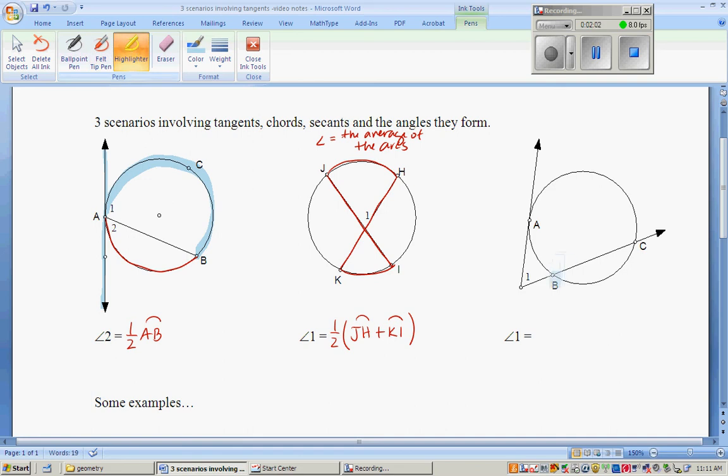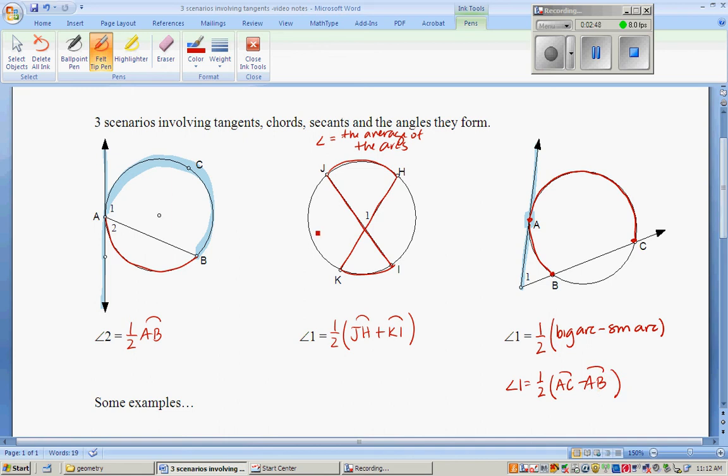You have to find where the two lines, whether it's two tangents, two secants, or a secant and a tangent like this, actually intercept the circle. So they do so here, here, and here. So we're going to say that the angle is equal to 1/2 of the big arc minus the smaller arc. So in this case, AC minus AB. This is where the lines intercept the circle. So angle 1 would equal 1/2 of AC minus AB.